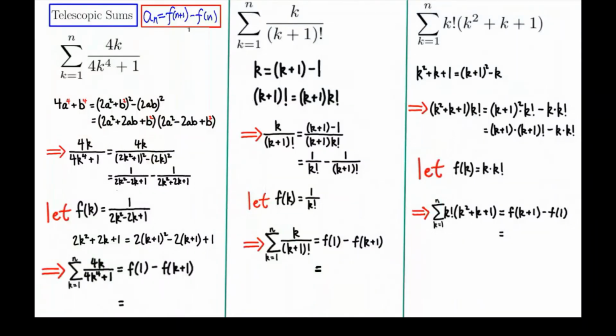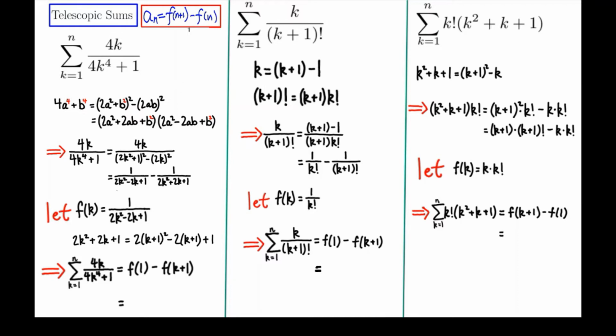Today we're going to be talking about telescopic sums again. In this video, we're going to be discussing these three examples. First of all, let me remind you a little bit about telescopic sums. In this, a_n is equal to f(n+1) minus f(n). We'll go into more detail about what that means right now.